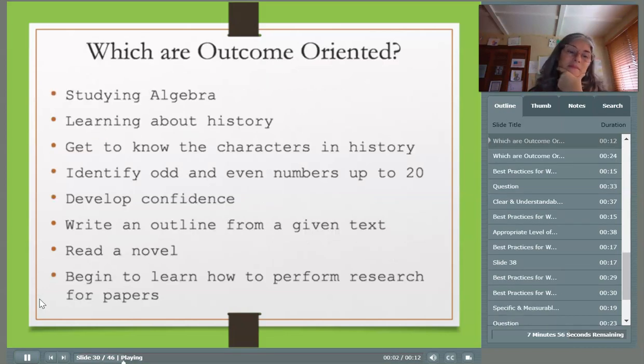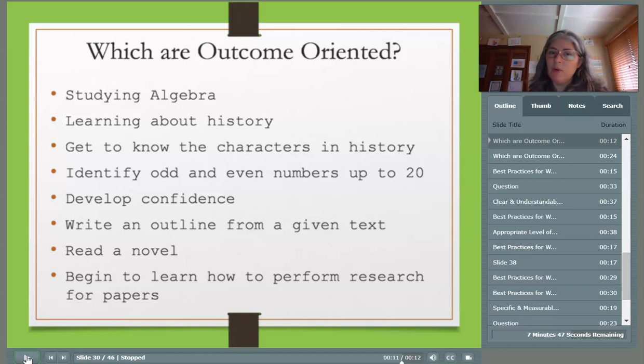Here are some other shortened sample objectives pulled from examples that I've seen from teachers. Ask yourself which ones are outcome-oriented. I'm going to pause to give you a little bit longer to read them. So which ones are correct?